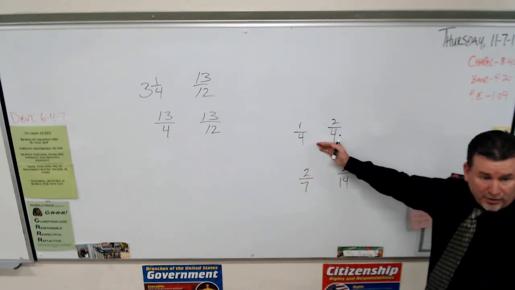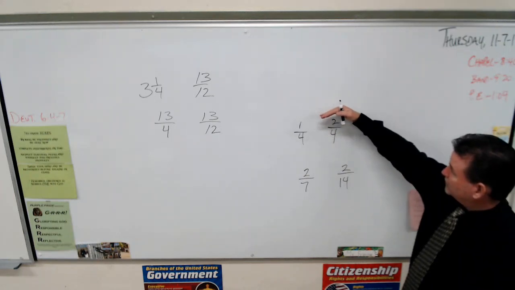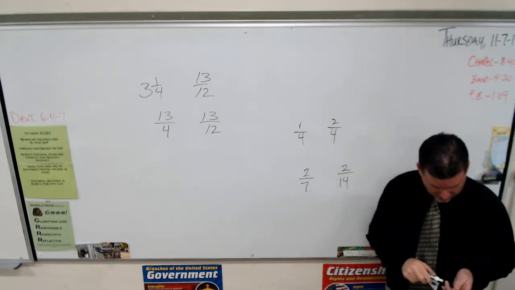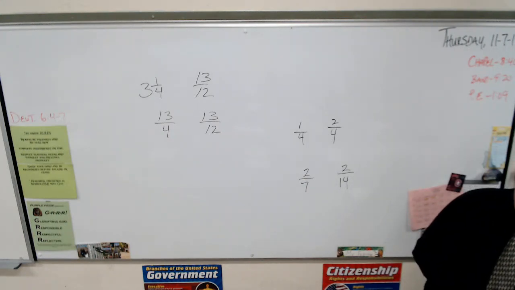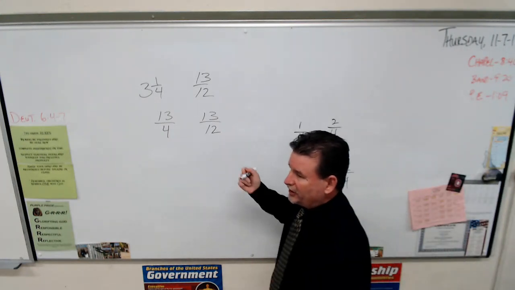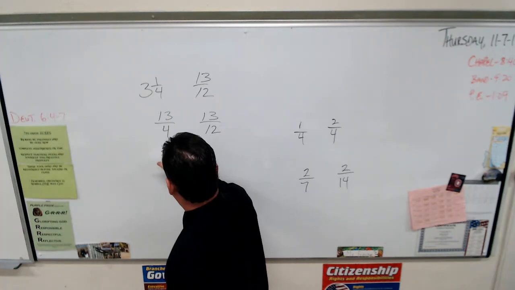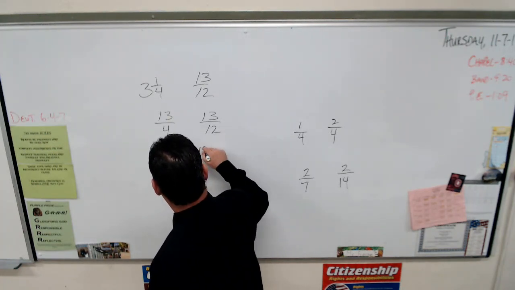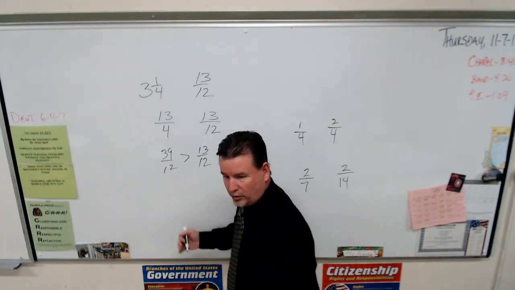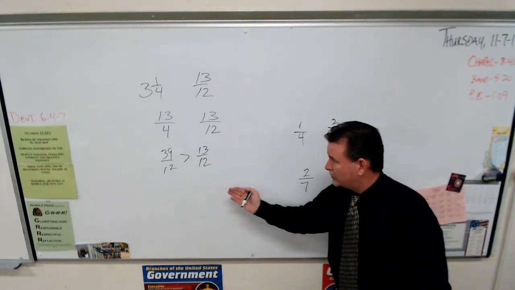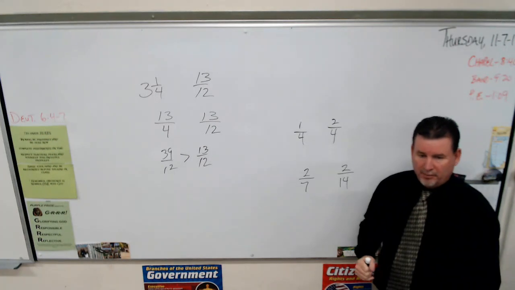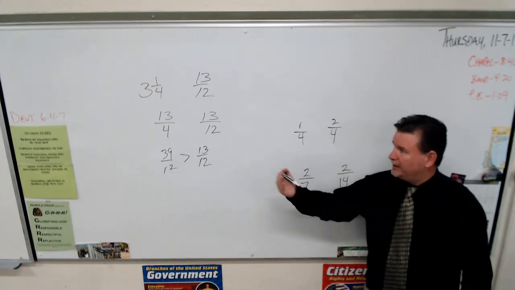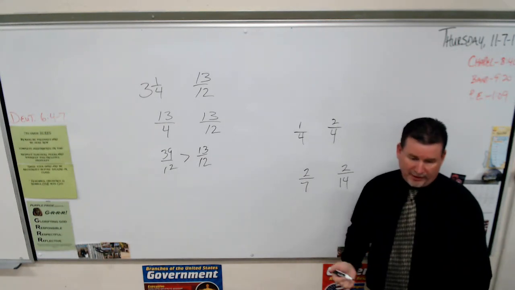When the denominators are the same and the numerator gets larger, the fraction gets larger. So you could have done number 11 without changing these both into 12s. You could have done number 11 without giving them the same name, because you used your fractional common sense. 13 out of 4 is much greater than 13 out of 12.